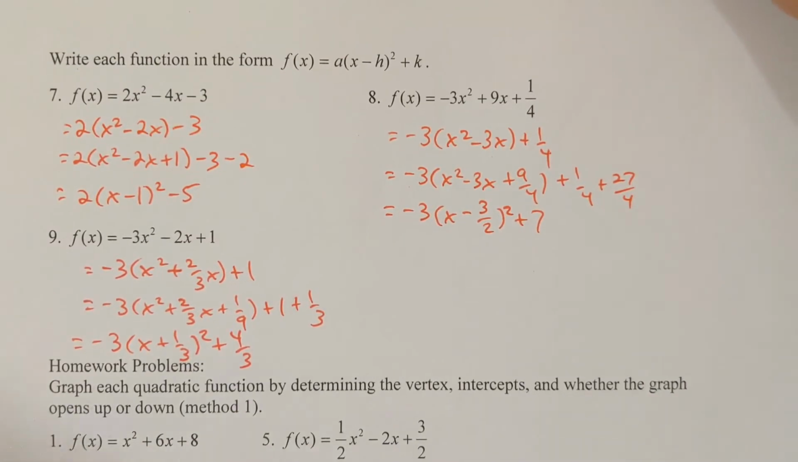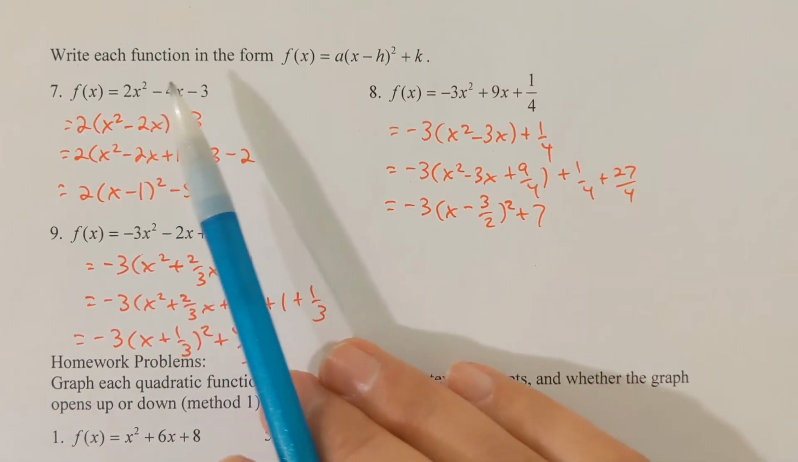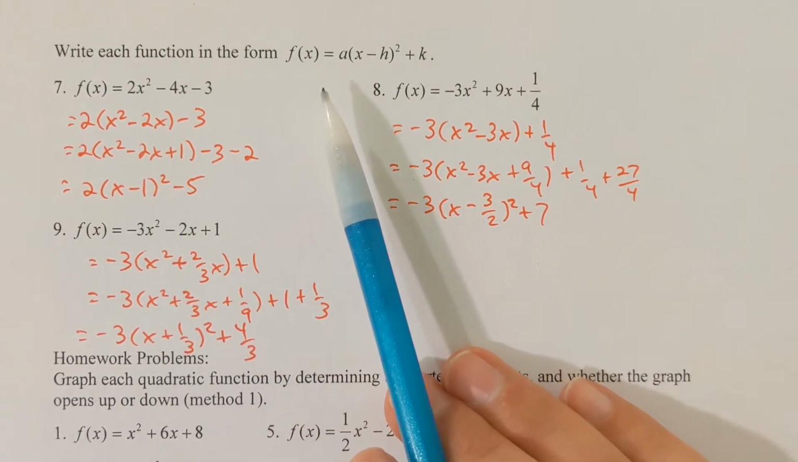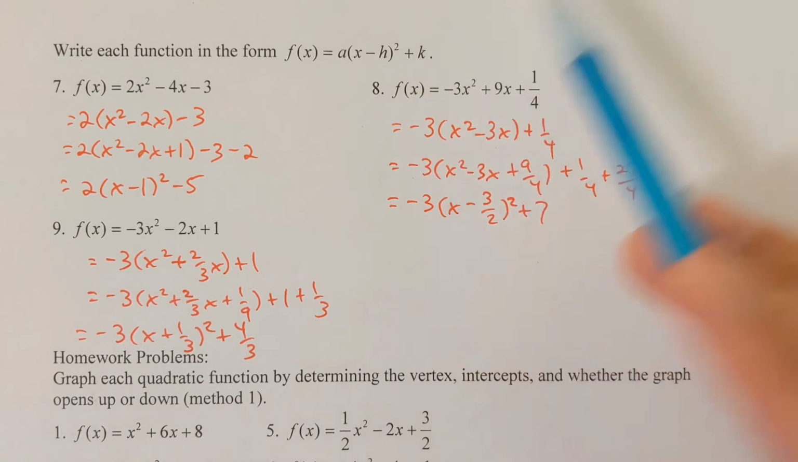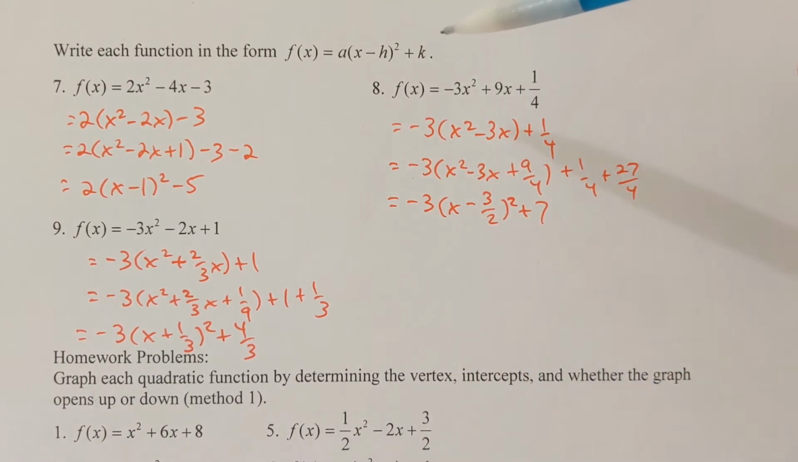Okay, so we want to write each function in the form f of x equals a times x minus h squared plus k. By the way, to go the other way is really easy.